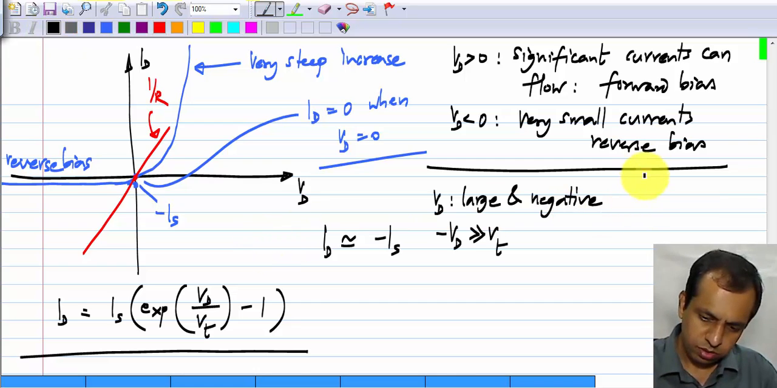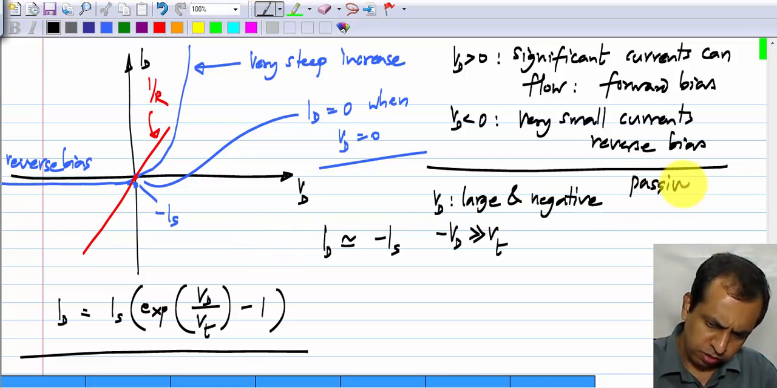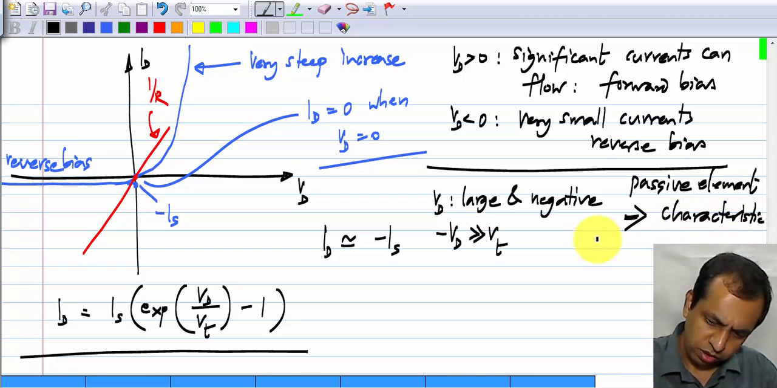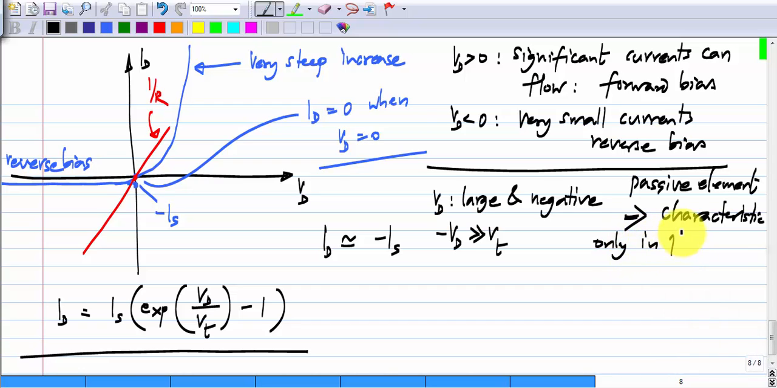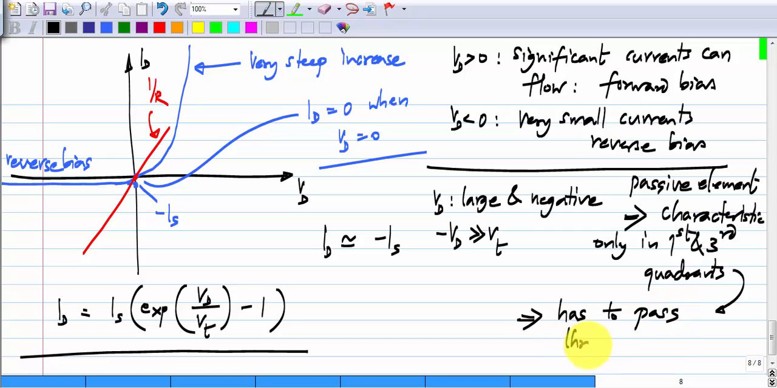So passive element means the characteristic only in first and third quadrants, and this of course implies that it has to pass through the origin.